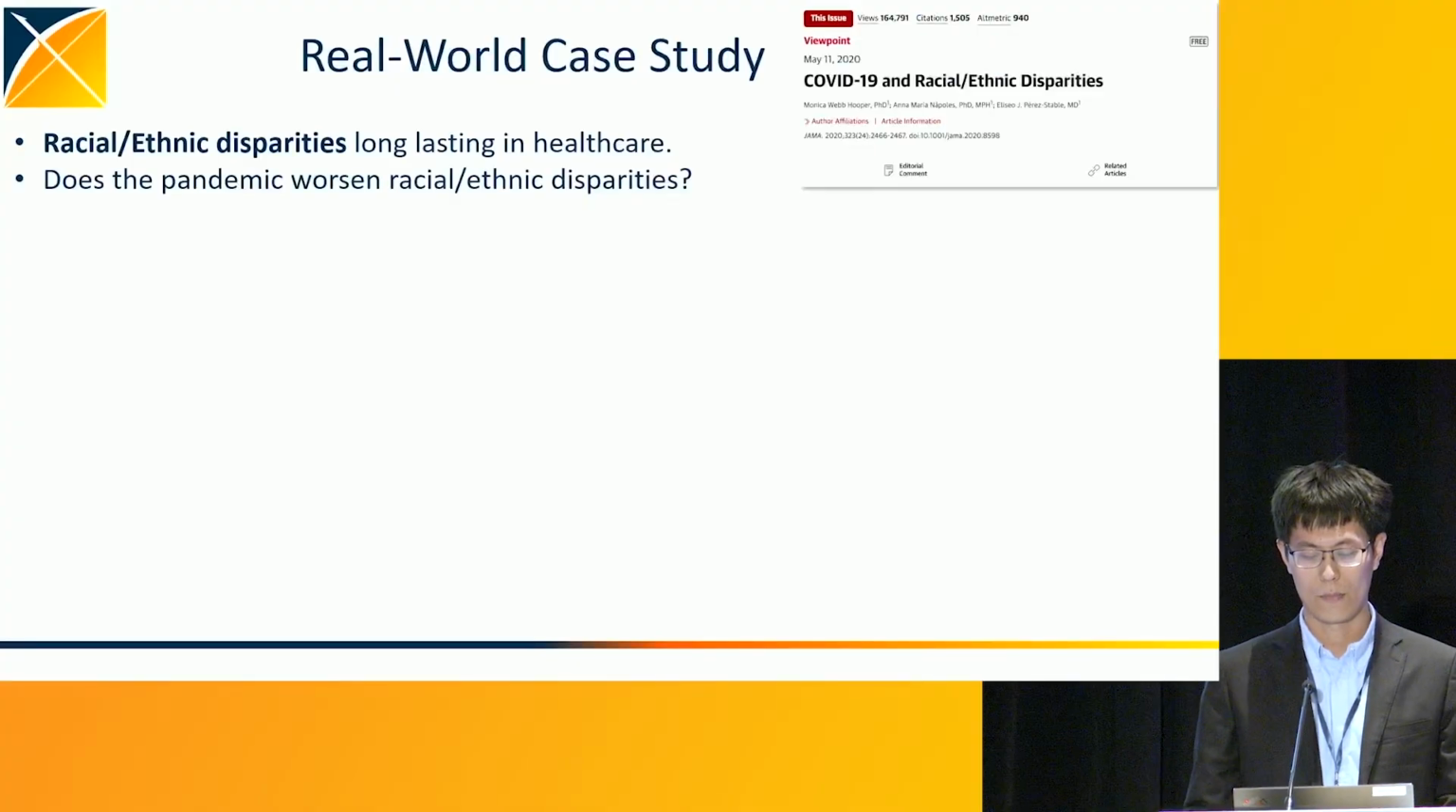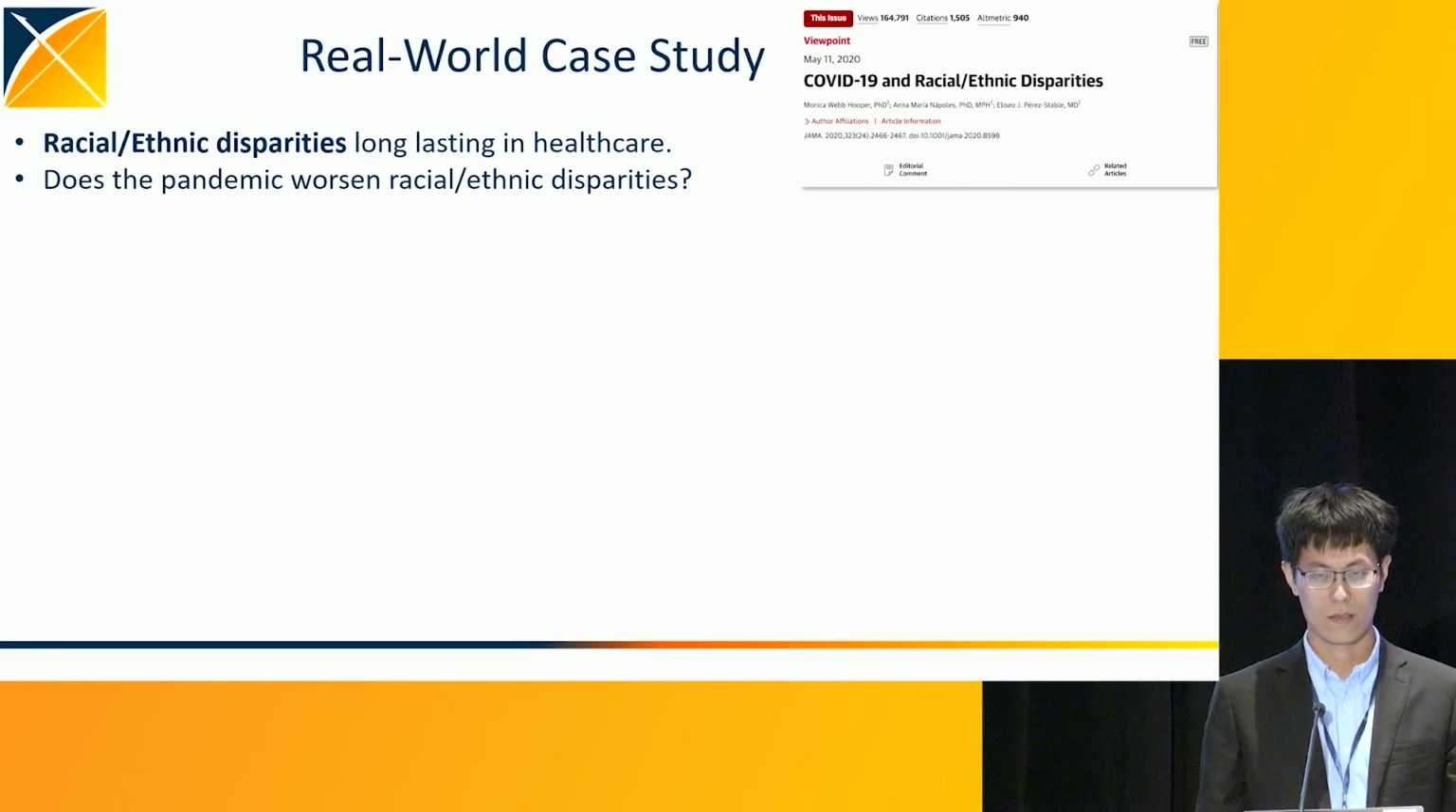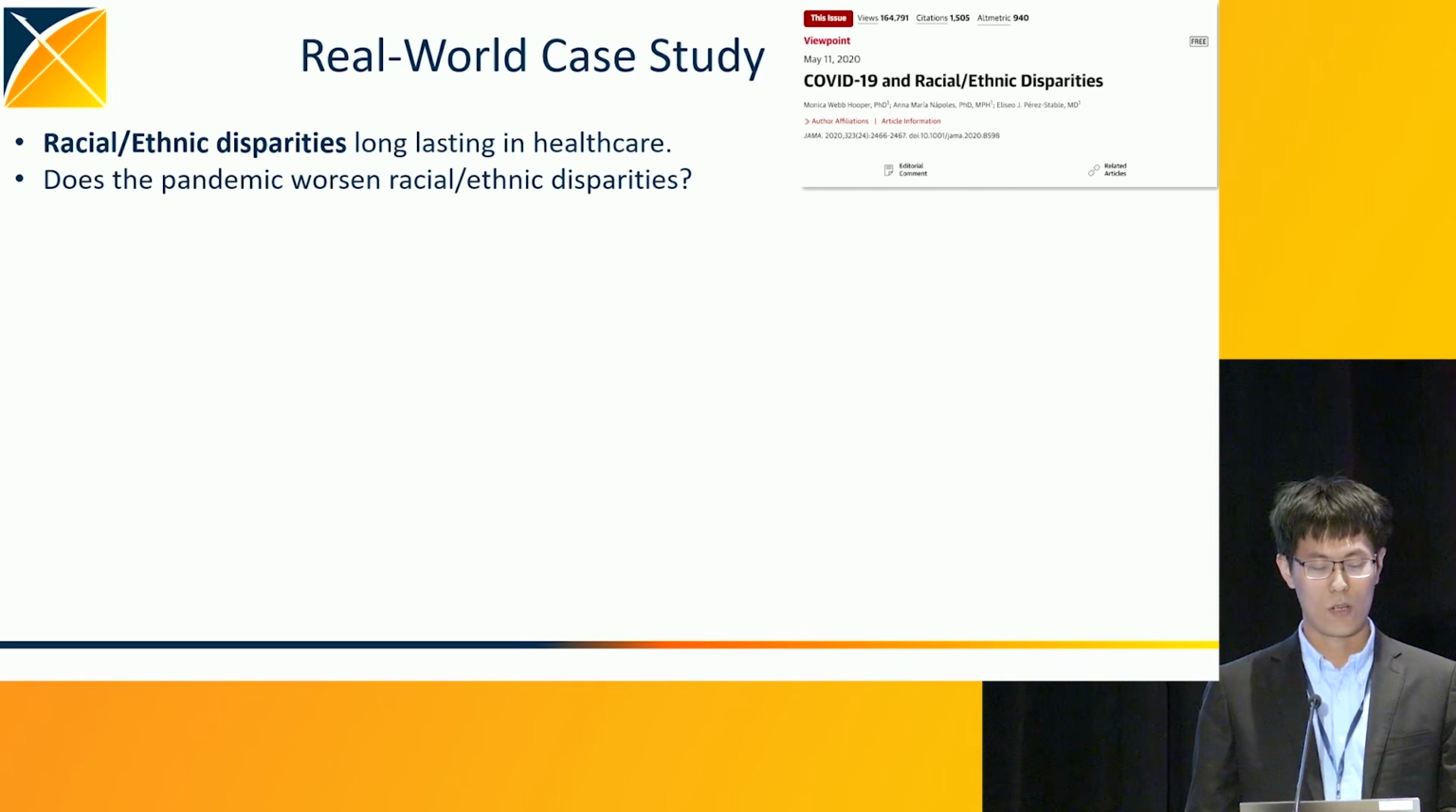And today my topic is about NCO-Calibrated DID analysis. So let's first go over a real-world case study. And we know the racial ethnic disparities have been long-lasting in healthcare. And when the pandemic came, a paper was published talking about the COVID-19 association with racial ethnic disparities. And a more important research question would be, does the pandemic worsen the racial ethnic disparities?